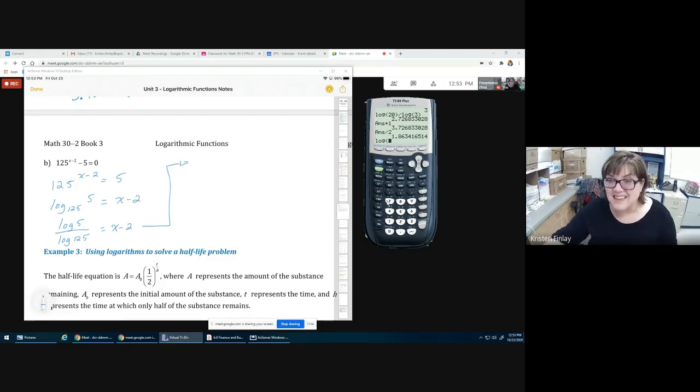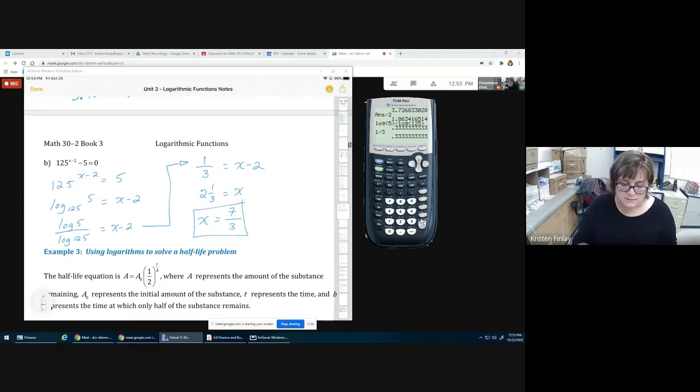So let's calculate that. Log 5 divided by log 125. And I get 0.3 repeating. Well, that's the same as 1 divided by 3, right? So 1/3 equals x minus 2. So I move the 2 over. It'll be 2 and 1/3 equals x. I can also rewrite that as 7 over 3. 2 times 3 is 6, plus 1 is 7. So sometimes you log both sides. Sometimes you just put it in logarithmic form and solve. Both ways will get you to your answer.